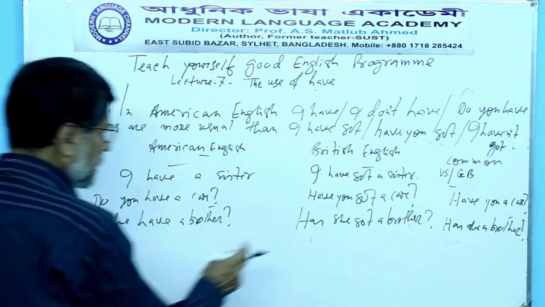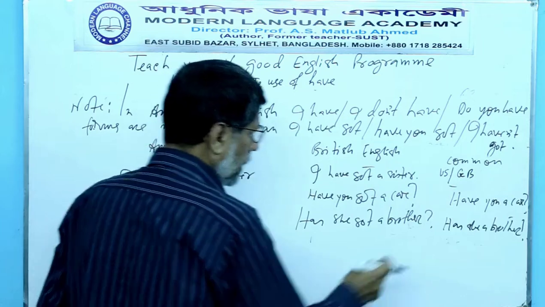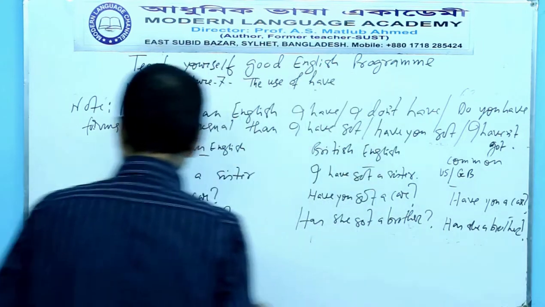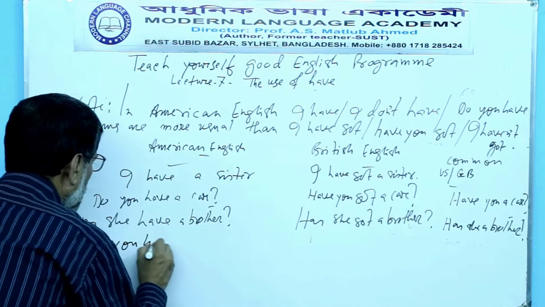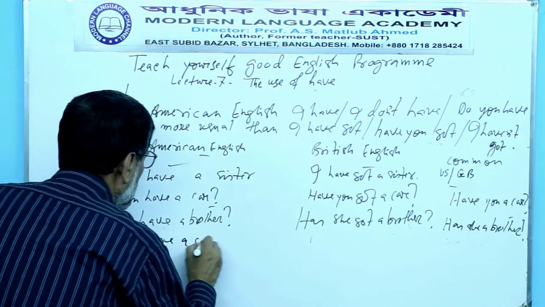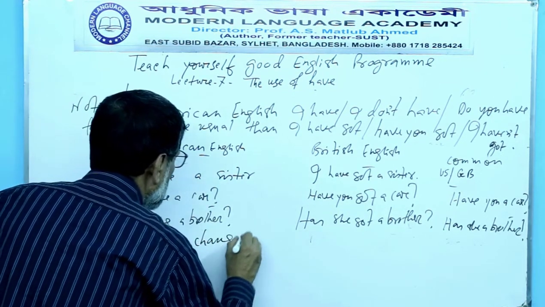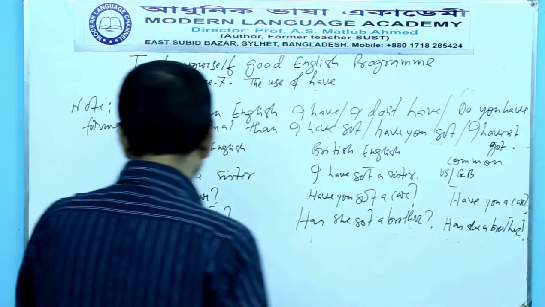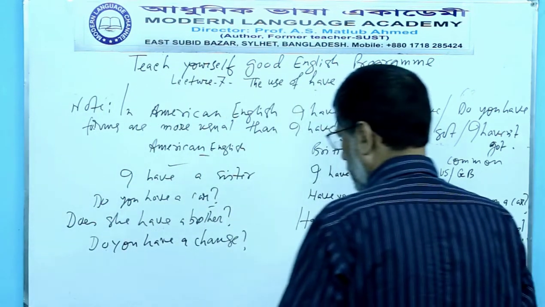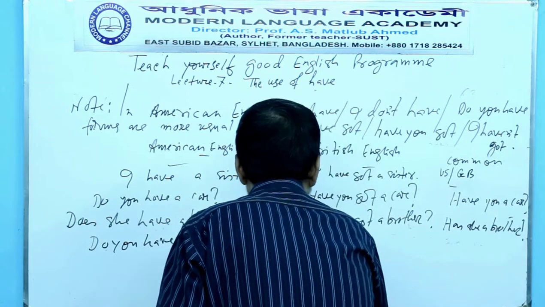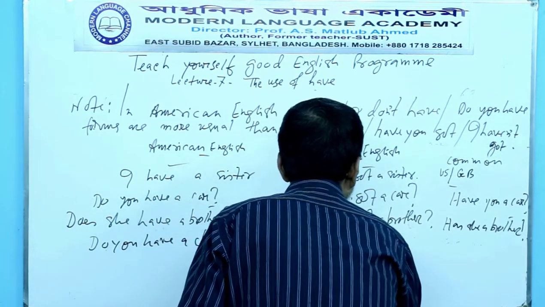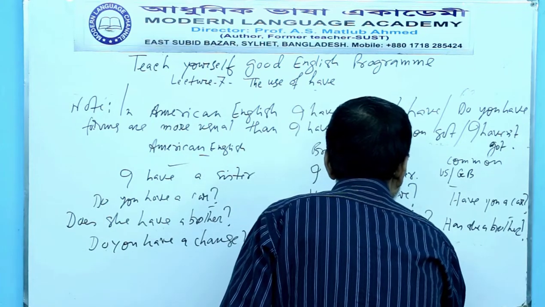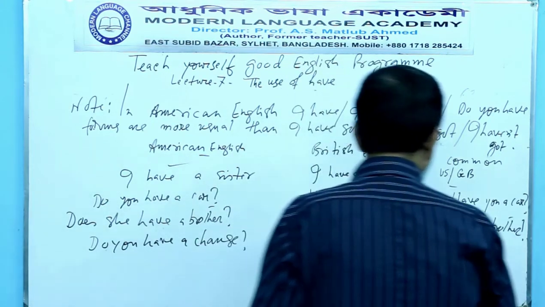Does she have a brother? This one is American English. Has she got a brother? This one is British English. And has she a brother? This one is common English. For example, do you have a change? Apnar ki bangti, apnar kache ki bangti ache? Do you have a change? Mane hocche apnar kache ki bangti ache? British English. Has she got a change? Apnar kache ki bangti ache? Common English.